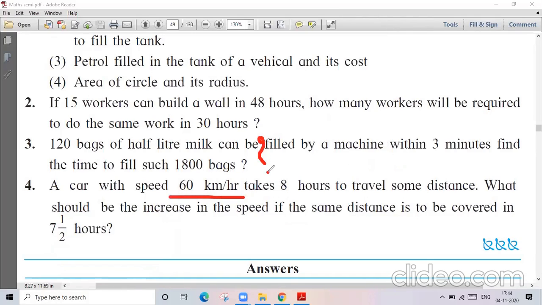So again I'll open one whiteboard for you guys. Whiteboard open करूया. So 60 km per hour, time will be 8 hours. So what is the speed to be increased if we want to cover the distance in 7.5 hours, right?